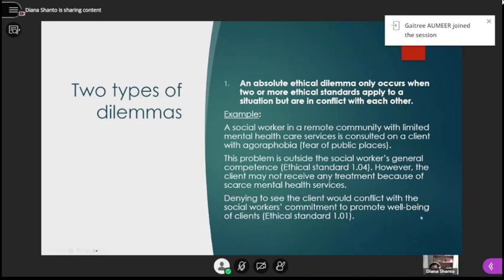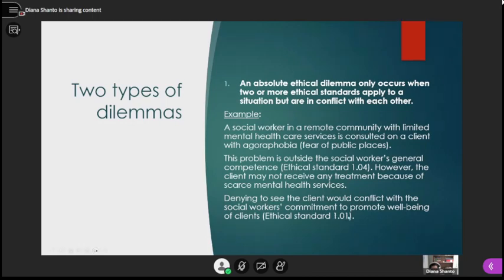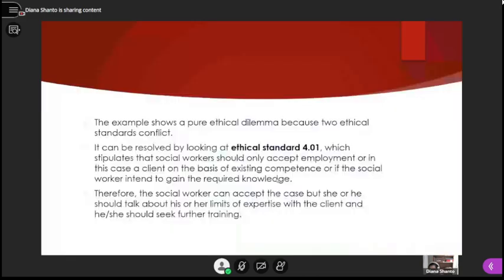Et puis, Ethical Standard 1.01 qui dit que we are committed to our client, to their welfare. C'est-à-dire, on ne peut pas les abandonner là, parce que we're committed to promote their welfare. If we don't do that, it's like they won't get any help. On les abandonne. Par contre, là, on dit, si on n'est pas compétent, we have to refer. But refer to whom? There's no other services. Donc, que fait-on? Donc, là, c'est un pure ethical dilemma because there are two ethical standards in conflict.